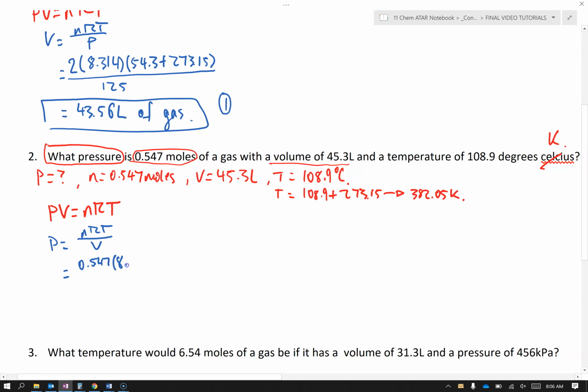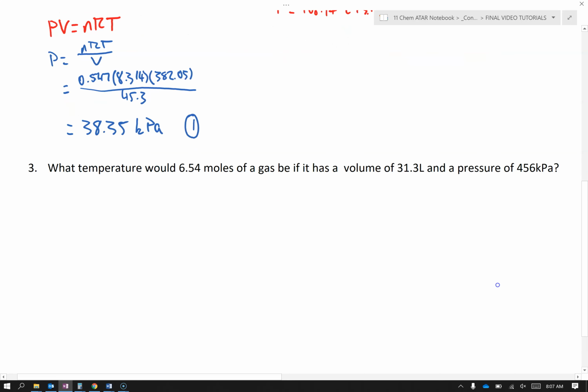0.547 times by 8.314. Multiplied by temperature, which is 382.05, and divide all those by my volume, which is 45.3. That leaves me with a very, very low pressure of 38.35 kPa. So as we can see there, that's happy days. That's beautiful. Again, what do we get? We get 1 mark for the temperature and 1 mark for the final answer. So a little bit more complex than STP, but still not really that complex.